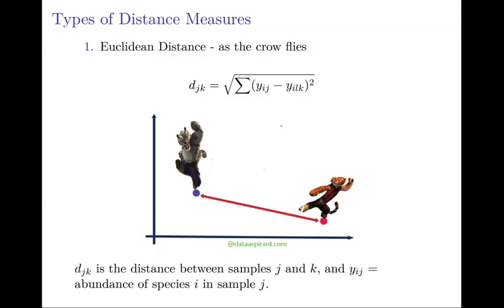So, okay, Euclidean distance, which is as the crow flies. This is just the straight line distance between 2 points in space. And that can be solved using this equation, but that actually should be yij minus yik. I apologize that an L got in there. I will change it for the PDF of the lecture. And here, just to remind you that djk is the distance between samples j and k, so between the tiger and the leopard, and where yij equals the abundance of species i in sample j.